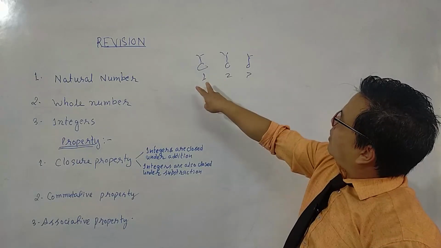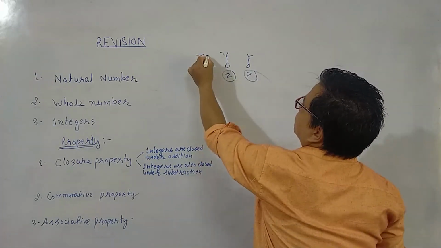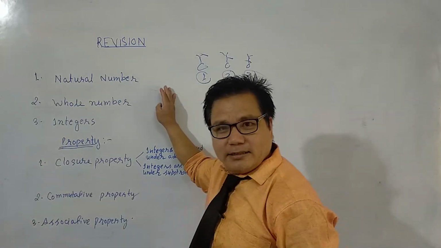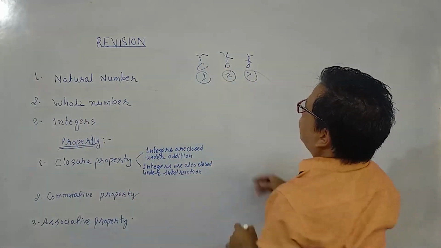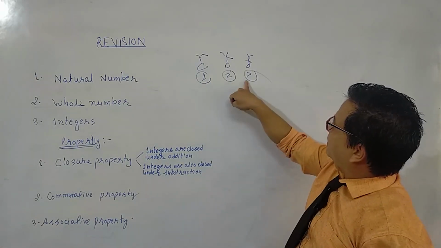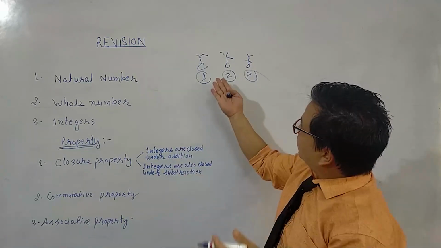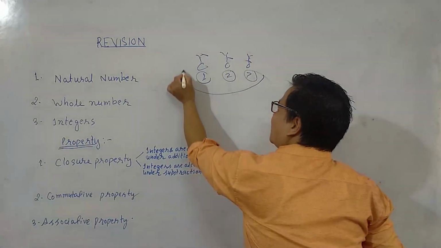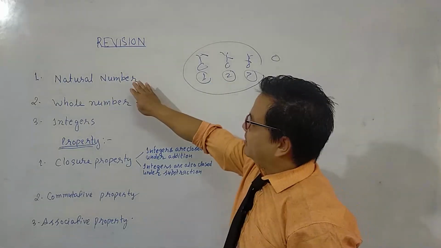Now count 1, 2, 3. How many did we count? 3. And how many apples are there? 3. So here we don't need 0, because 3 apples are there. When we count, we get 3, and the apples are also 3. So here we don't need the 0. That's why this is a natural number.